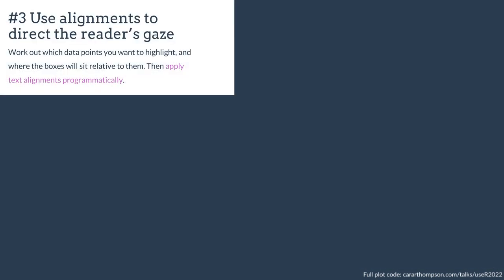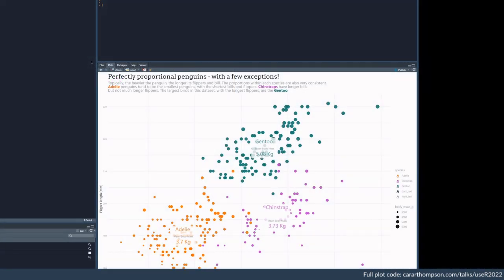Number 3 is about using alignments well to direct the gaze of your readers. We talked about there being some exceptions in this penguins dataset, so let's just first go and find them.